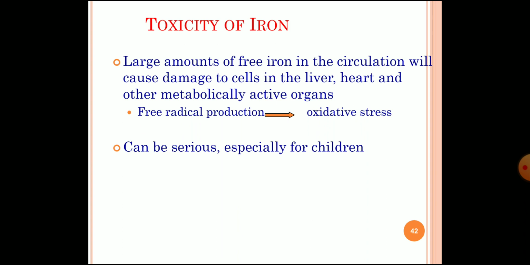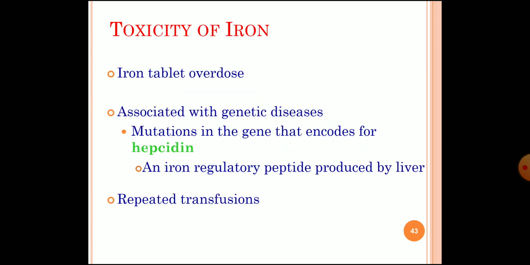In that condition, that will cause oxidative stress, and that is called iron toxicity, and it is a serious disorder, especially for children. How does it occur? If you take iron tablets in overdose, sometimes children will take 10 or 20 tablets together. They appear like gems, Cadbury's gems, small round things. So they will think that it is Cadbury's gems and consume them all together. That will produce toxicity, iron overload.